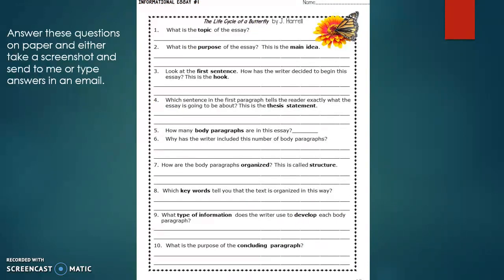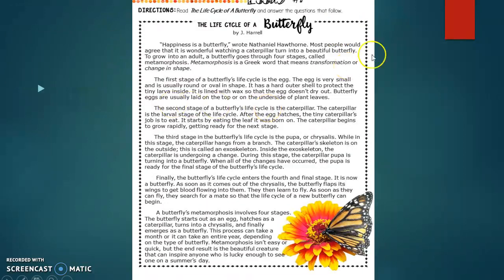Okay, so how many body paragraphs are in this essay? So we're going to look. Remember, this is our introduction. The first paragraph is always the intro. The last paragraph is the conclusion. So the ones in the middle are going to be the body. So we have 1, 2, 3, and 4. So each paragraph talks about each of the different stages. So there are 4 body paragraphs.